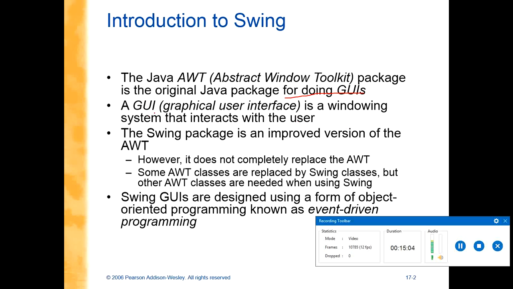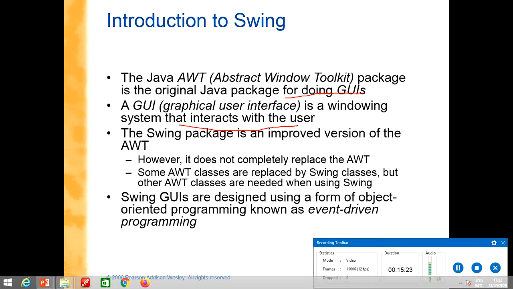So GUI we have just learned now, it's a windowing system that interacts with the user. So AWT was the older package, then came the Swing. Swing can be viewed as an improved version of the AWT. However, Swing does not completely replace the AWT because some of the AWT classes are replaced by Swing classes, but other AWT classes are needed when using Swing.